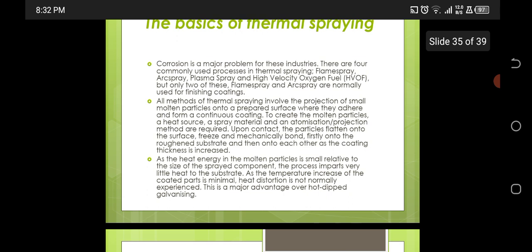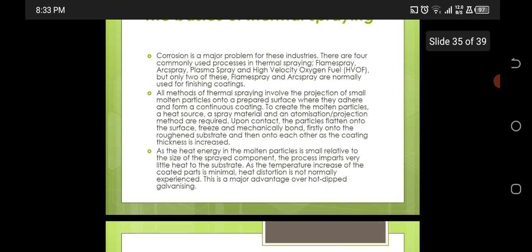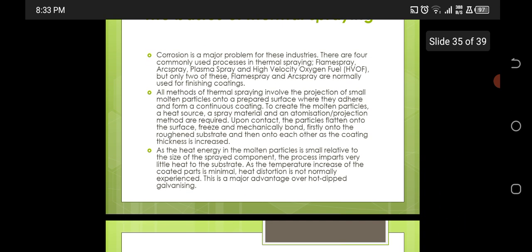Upon contact, the particle flattened onto the surface, froze, and mechanically bonded, first onto the rough substrate and then onto each other as the coating thickness is increased. This is because of the first contact between the molten material and the target material, the material that is going to be coated. In this case, the molten particles come in contact with the rough surface of the coating material on which coating is going to be done.